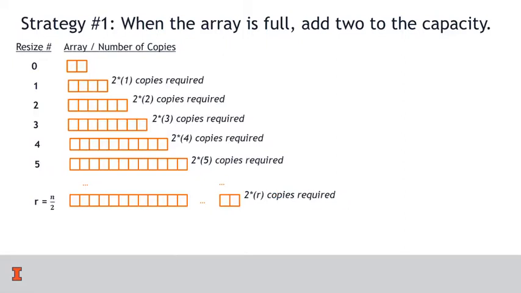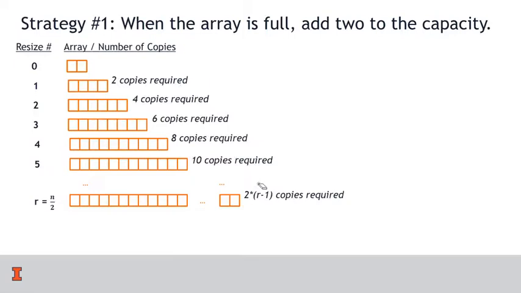Let's go ahead and actually add up the total number of copies that it takes over the entirety of the algorithm, expanding from an initial array of capacity 2 all the way up to when the array is the capacity of 2 times r. So here we have 2 copies, 4 copies, 6 copies, 8 copies, 10 copies, all the way up to 2 to the r minus 1 copies, where r is equal to n divided by 2, because remember, we're resizing every other time, so n divided by 2 times.